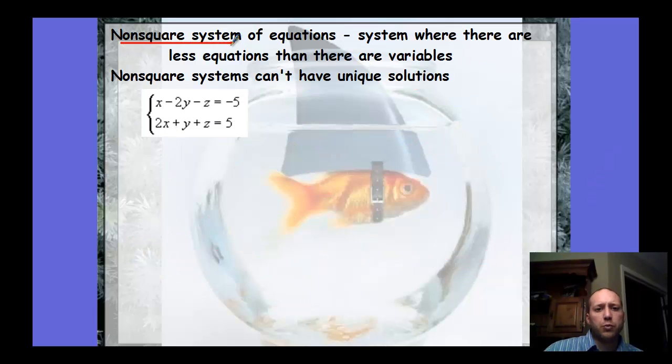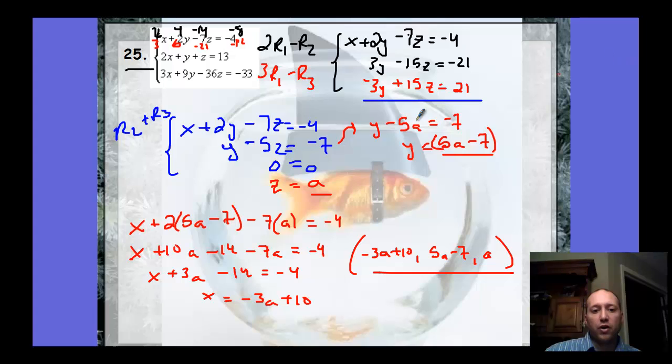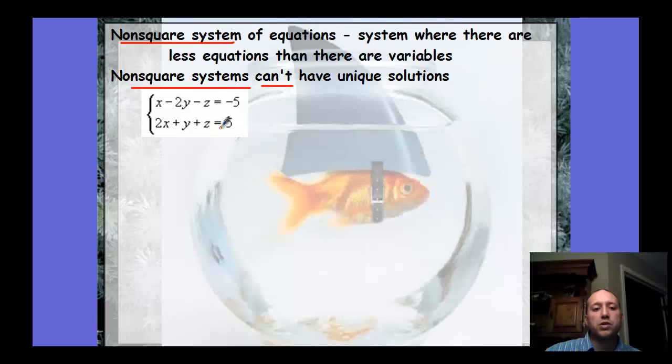So non-square system, this is a system where there are fewer equations than there are variables. So that's what a non-square system is. But non-square systems cannot have unique solutions. So similar to the last one where we had to assign z some number and then write relationships, you'll do the same thing always for non-square. So you'll do it for the systems that give us infinite solutions, and you're going to do it for non-square systems. So pretty much for non-square systems, we're going to solve as much as we can solve, and then we'll make up a value for z, some other variable.